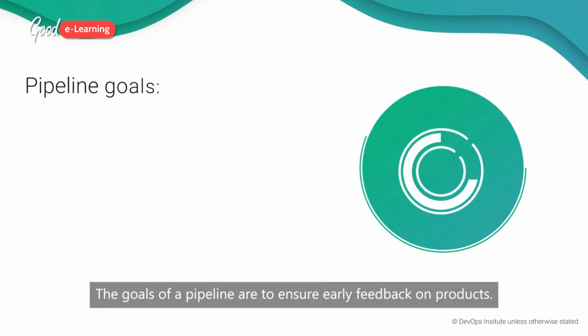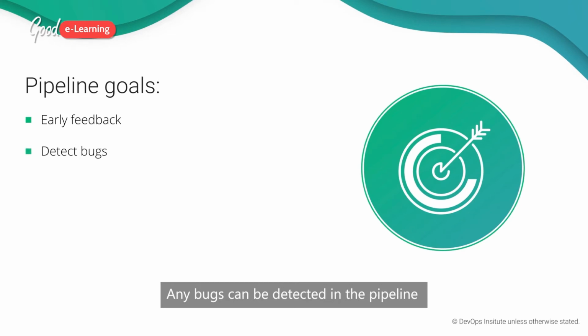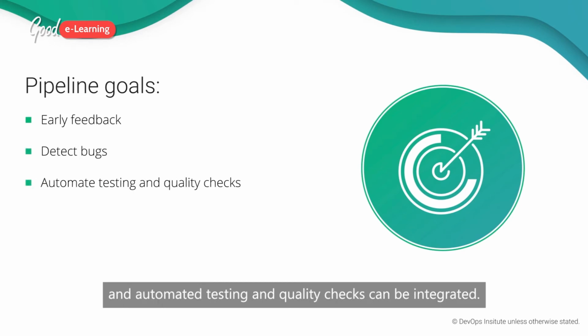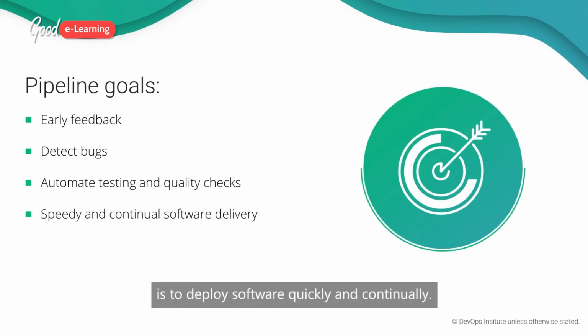The goals of a pipeline are to ensure early feedback on products. Early feedback will indicate if the build is potentially releasable. Any bugs can be detected in the pipeline, and automated testing and quality checks can be integrated. The goal of a DevOps pipeline is to deploy software quickly and continually.